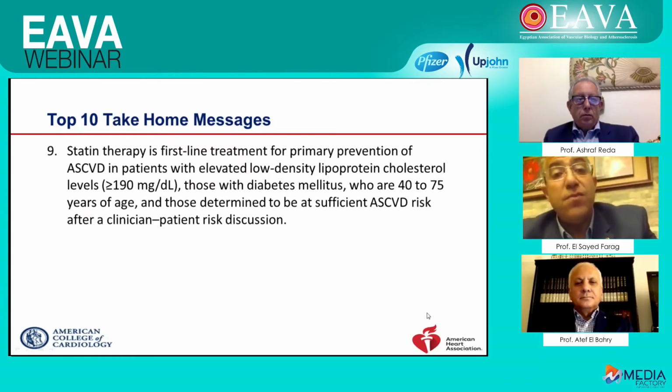Number 9, statin therapy is a first-line treatment for primary prevention, especially for those patients with LDL above 190, those with diabetes mellitus for more than 10 years, and those determined to have sufficient atherosclerotic cardiovascular disease risk, especially if we do it after a clinician-patient risk discussion. We have to have a discussion between the patient and the physician regarding the level of risk. Why? Not to underestimate the risk of the patient, not to overestimate the risk, not to undertreat the patient, or not to give the patient unwanted medication.